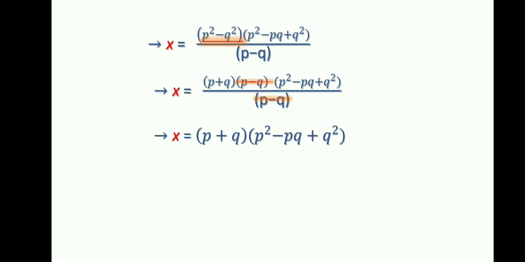If you know the formula, it is the formula for p cube plus q cube, that is a cube plus b cube. That would be your answer. So you should always conclude by saying, therefore the fourth proportional is p cube plus q cube.